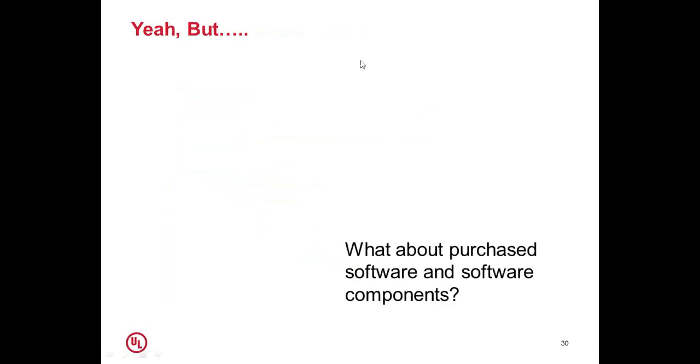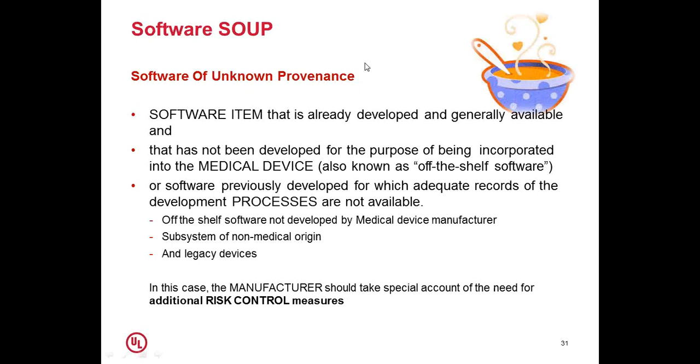Next, what about purchased software or software components? Every time, we don't depend upon developing software by ourselves; we sometimes buy. For example, a Windows operating system is software which we buy and use as a platform. The libraries for coding all come under commercially available software, which is called SOUP, software of unknown provenance. These are software items that are already developed and generally available, and that have not been developed for the purpose of being incorporated into the medical device.